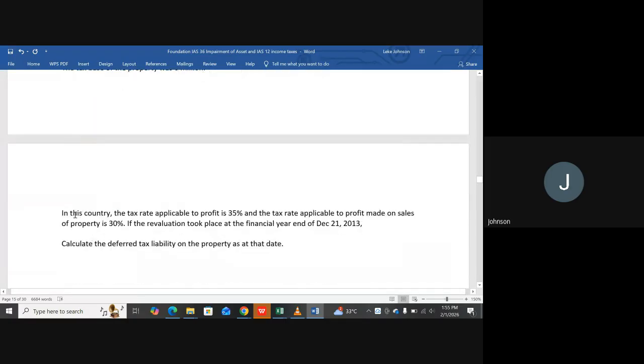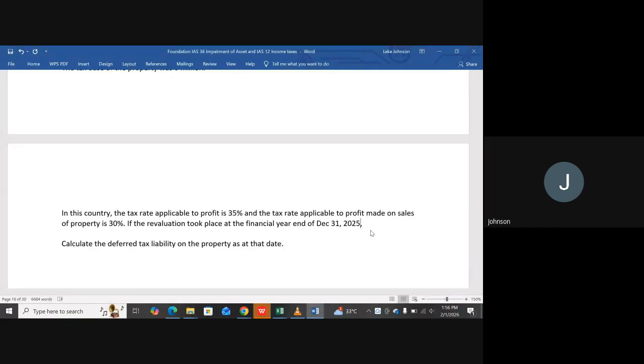In this country, the tax rate payable for profit is this, and the tax rate payable for profit made on sales of property is this. If the valuation took place at the financial year end of 31st December 2024, then calculate the deferred tax liability on the property as at this date. No, as at 2025, sorry, as at this date, 2025, okay? So that's what you're going to do.